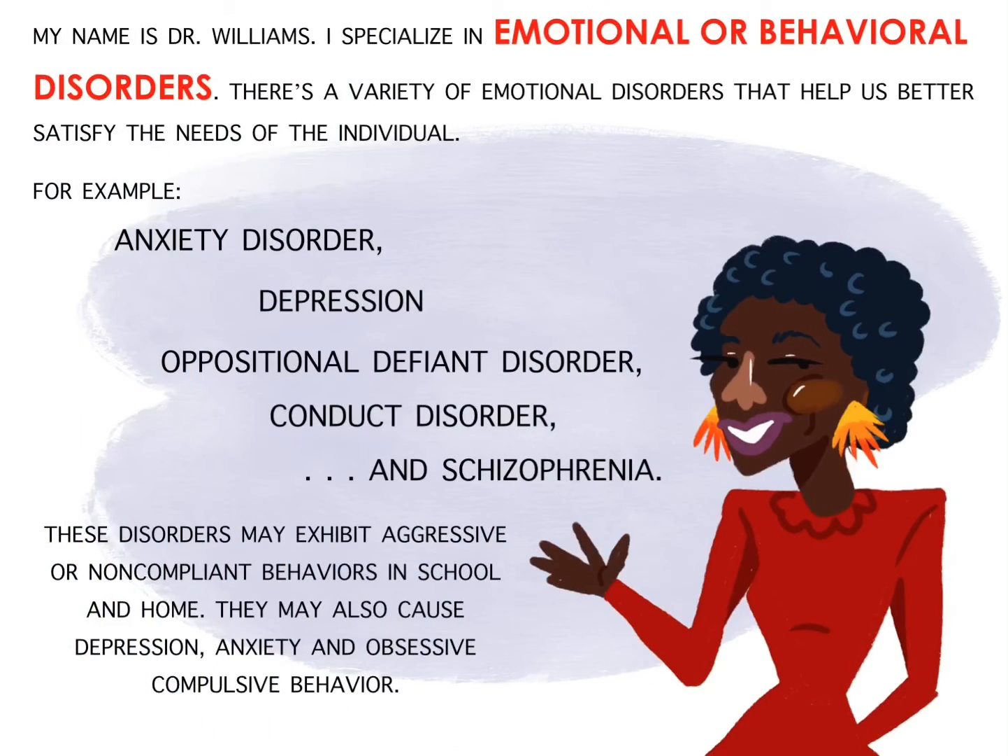My name is Dr. Williams. I specialize in emotional or behavioral disorders. There's a variety of emotional disorders that helps us better satisfy the needs of an individual. For example, anxiety disorder, depression, oppositional defiant disorder, conduct disorder, and schizophrenia. These disorders may exhibit aggressive or non-compliant behaviors in school and home. They may also cause depression, anxiety, and obsessive-compulsive behavior.